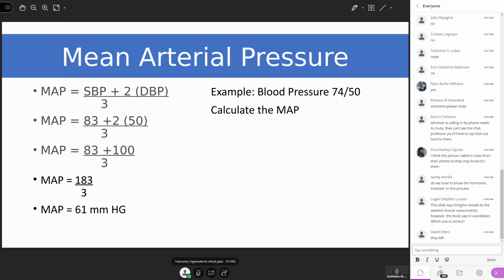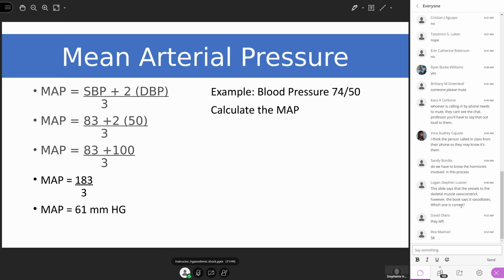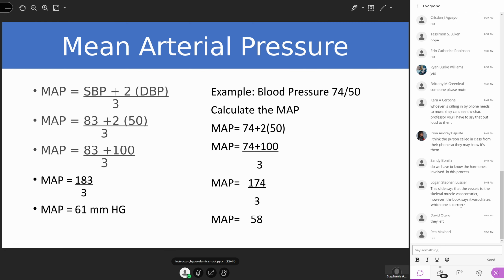All right. So who wants to answer this question? Just raise your hand. All right, Stephanie. So you take the systolic blood pressure, 74, plus 2 times the diastolic, which is 50. So then you've got 174 divided by 3, which is 58. Perfect.